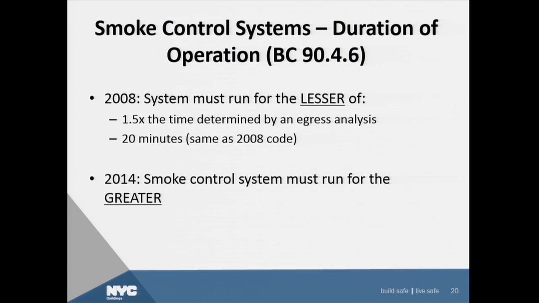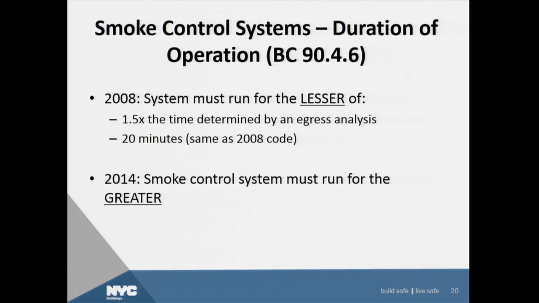And the 2008 code said that the system has to run for the lesser of two things: 1.5 times the time that it takes to get people out, or 20 minutes. So as long as it runs for 20 minutes and achieves its objectives for 20 minutes and keeps the smoke layer away from the occupants for 20 minutes, you are fine. Now, if you could show that everybody got out in 10 minutes, you could do it for 15 minutes. But if it took people 3 hours to get out, 20 minutes is all you had to do. I don't know, that's what the IBC says, and our fire protection committee and our fire department didn't like that, and you can see why.